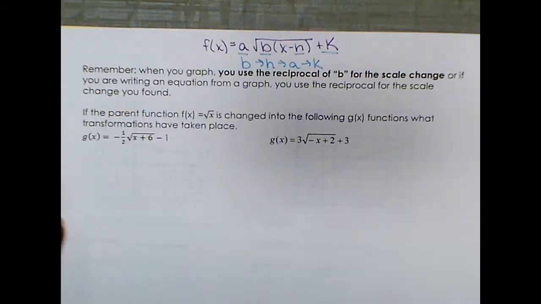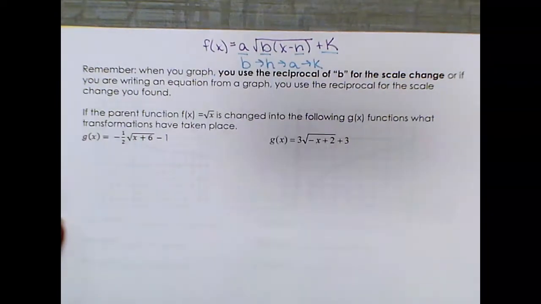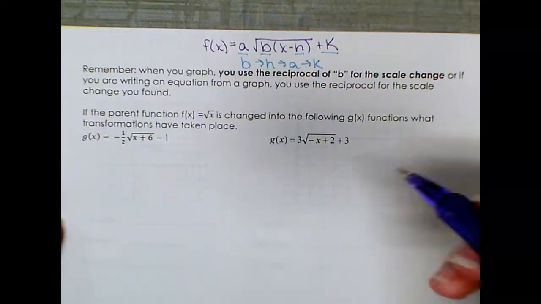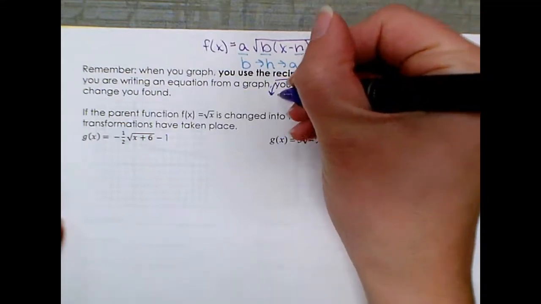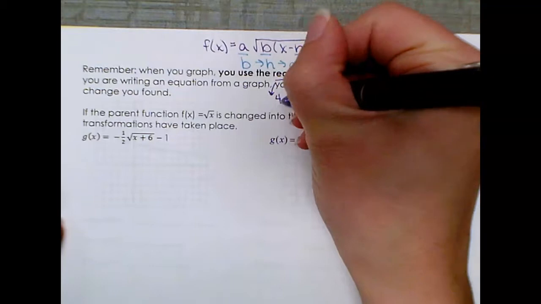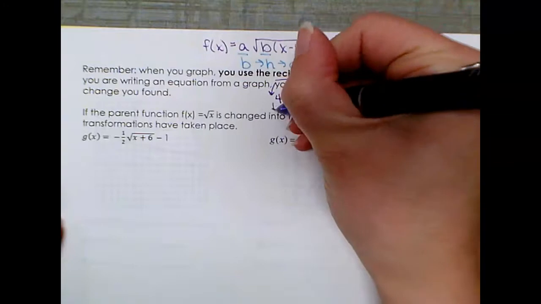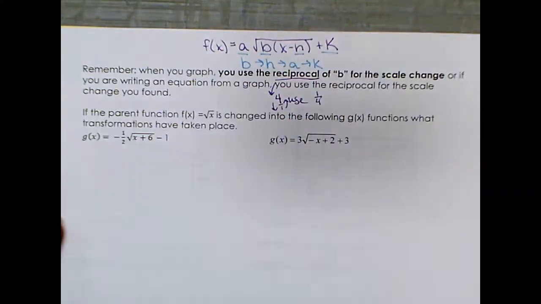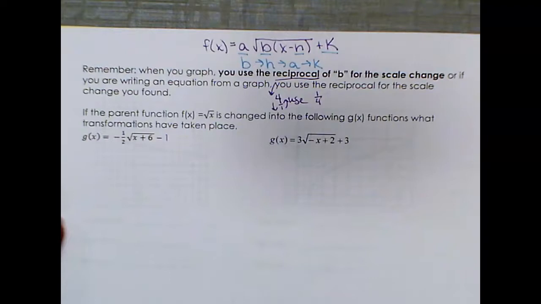It says, remember, when you graph, use the reciprocal of b for the scale change, or if you're writing an equation from a graph, you use the reciprocal for the scale change you found. So this reciprocal that we're discussing, that means if you decide that the scale change is by 4, then you really use 1 over 4 because that's the reciprocal of 4. And so when we talk about scale changes horizontally, you're going to be using the reciprocal. That word is going to come up quite a bit.